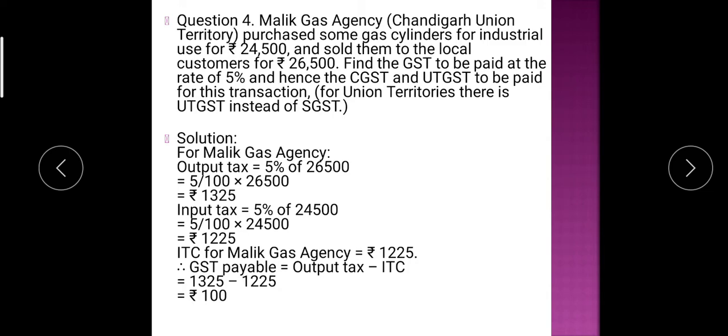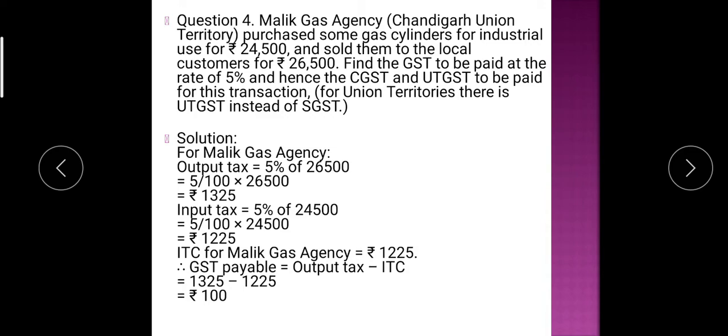In yesterday's session, we solved some examples from practice set 4.2, which is based on output tax, input tax credit, and the concept of GST calculation. Now, from that same exercise, I explained the third question in the Zoom meeting also. Today I am going to explain question number 4.